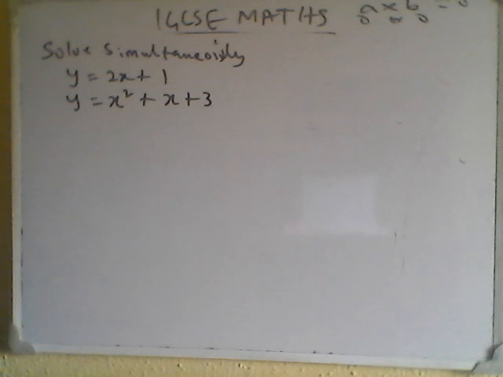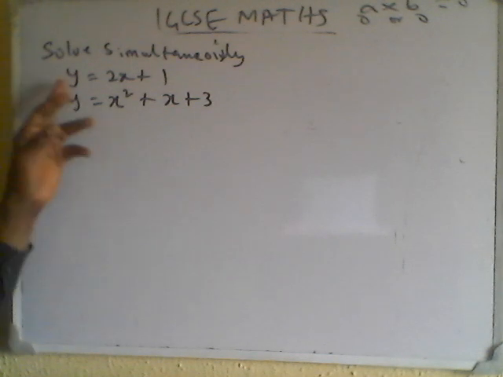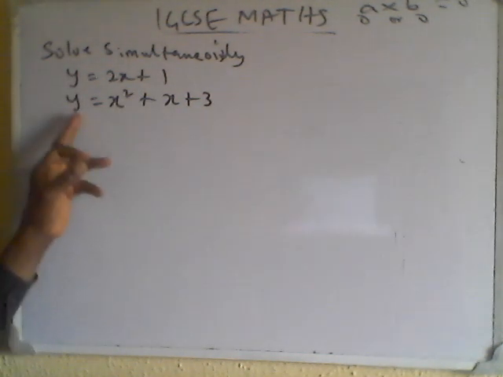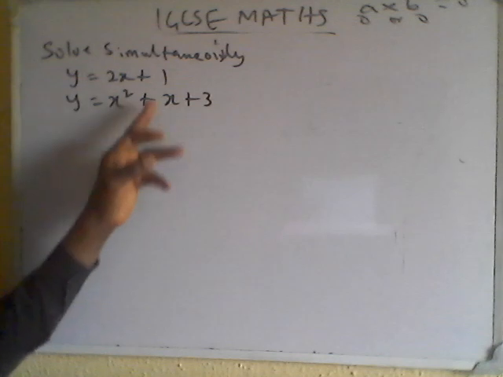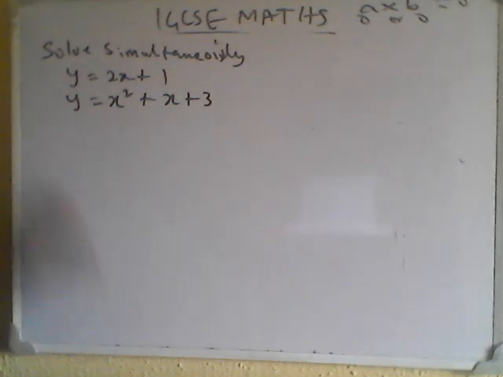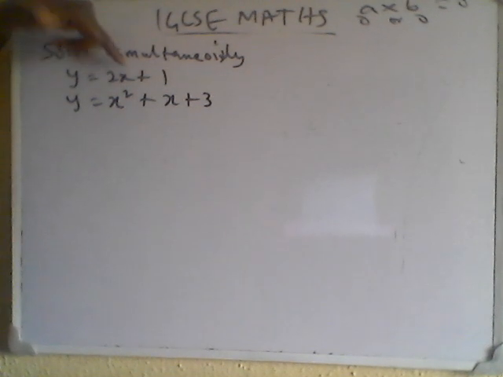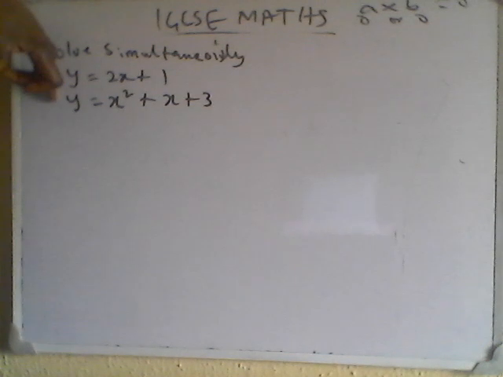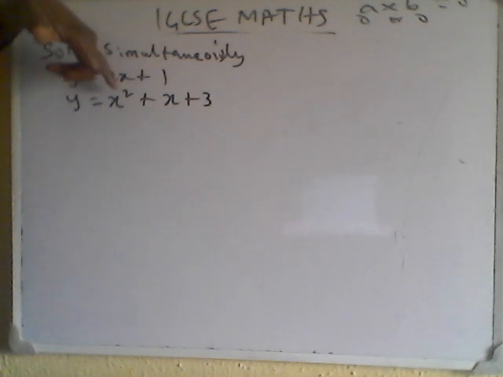So I'm asked to solve this equation simultaneously. Y is equals to 2x plus 1, and y is equals to x squared plus x plus 3. Now the first one is a linear equation, because the highest exponent of the variable is 1. While the second one is a quadratic equation, because the highest exponent of the variable is 2.